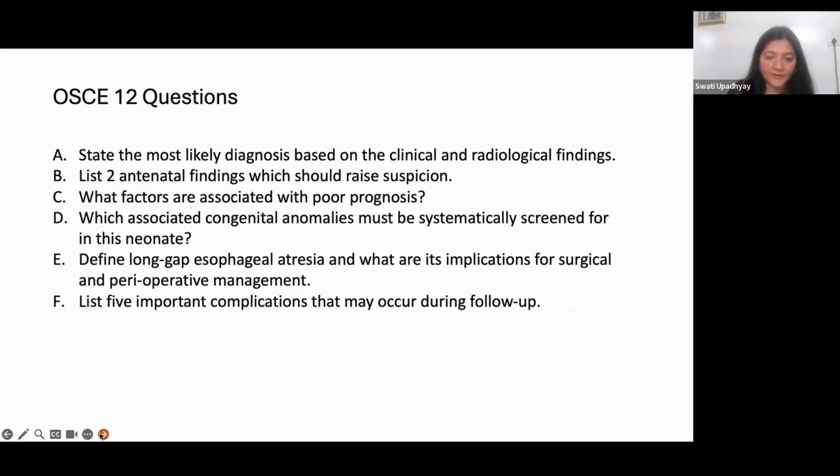yes, all of you are writing polyhydramnios. Another one, so absent or small stomach bubble. So absence of stomach bubble, yes. So antenatally, if there is polyhydramnios and there is absent or small stomach bubble, that should raise the suspicion for the presence of a tracheoesophageal fistula. Now, what factors are associated with poor prognosis? Okay, particularly which ones?